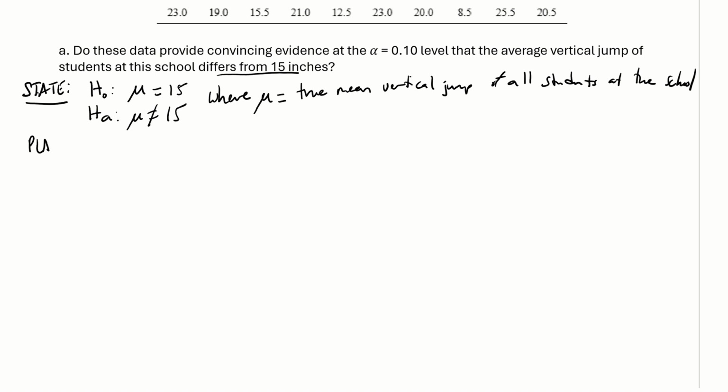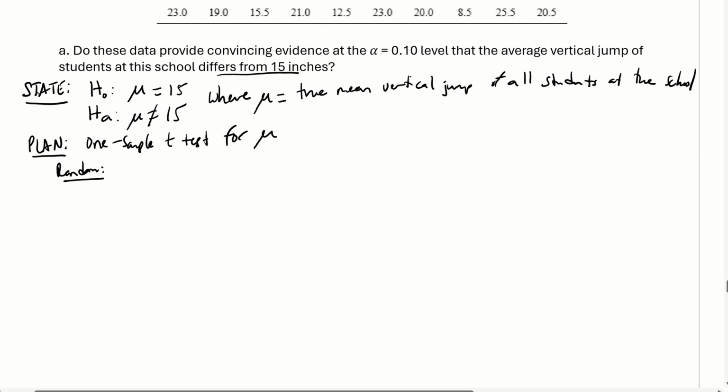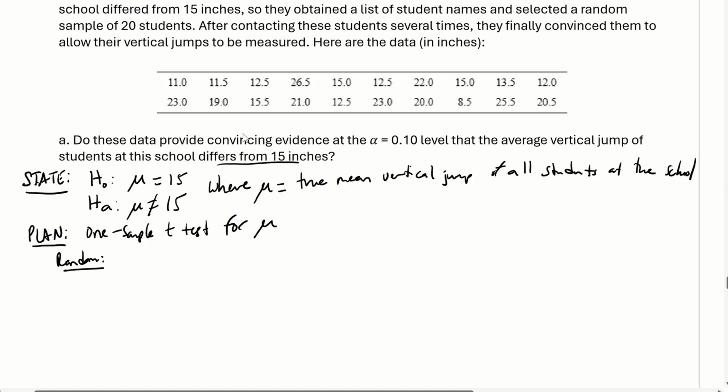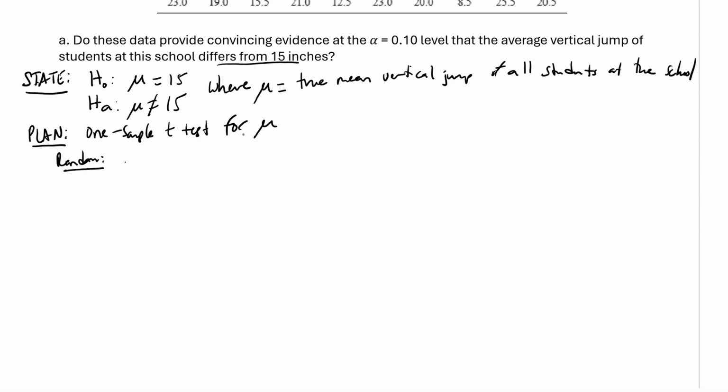So there you go. Now let's plan. All right, so what kind of test? We have a one sample t-test for mu. Let's do the conditions. So, random condition. They did say that they had a random sample. If you go here, it says they obtained a list of student names and selected a random sample of 20 students. So it looks like they did a simple random sample of 20 students.